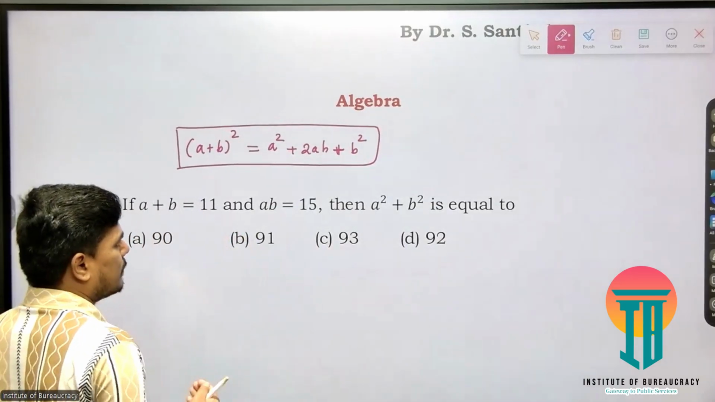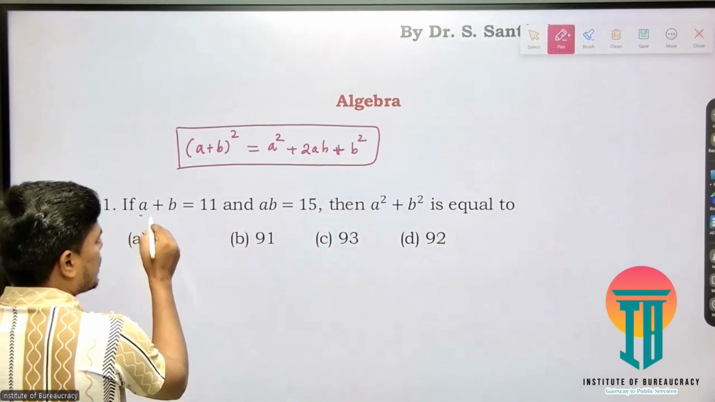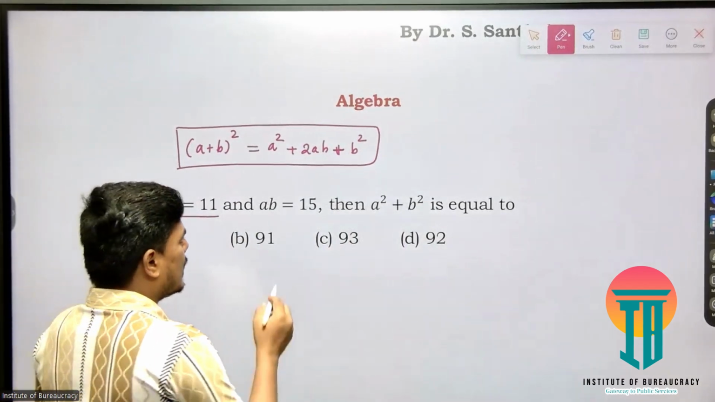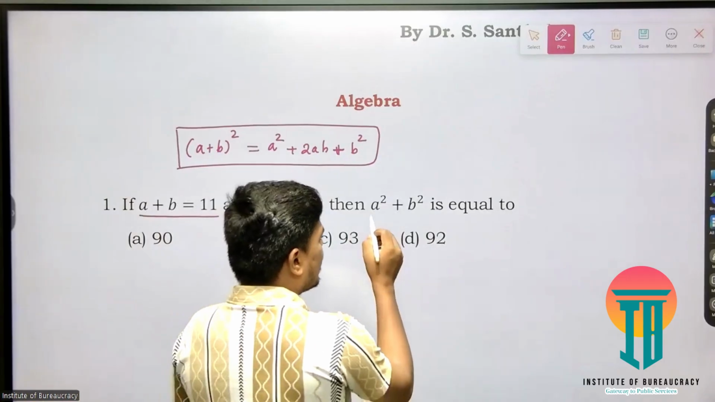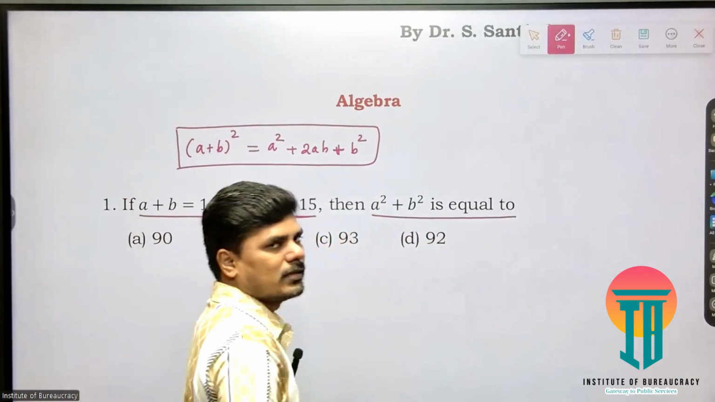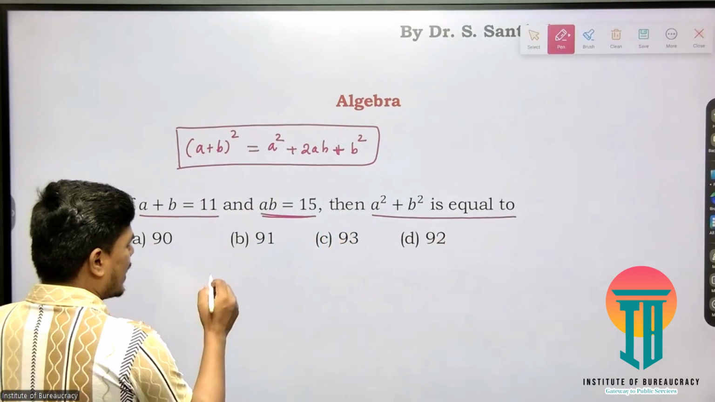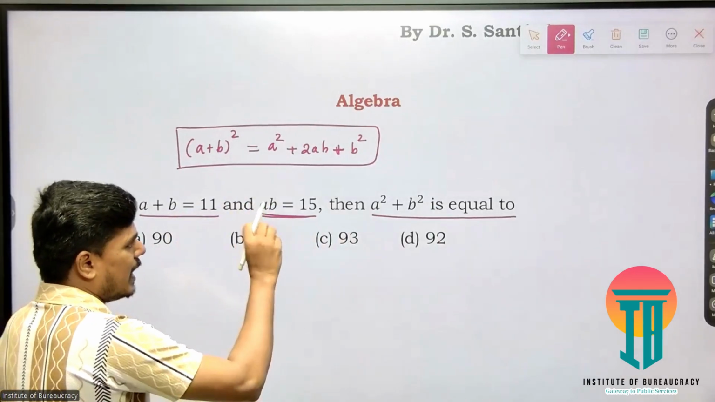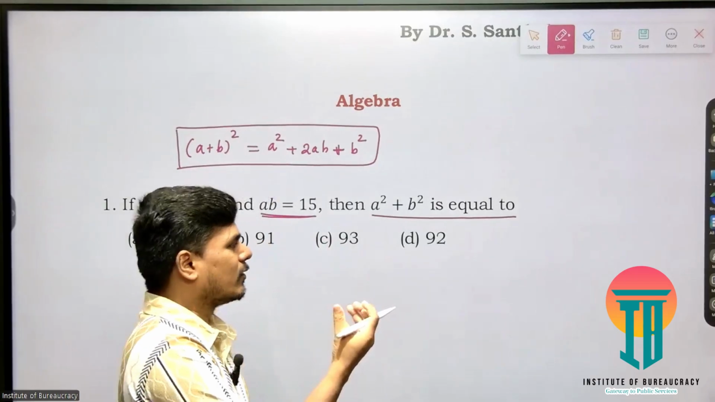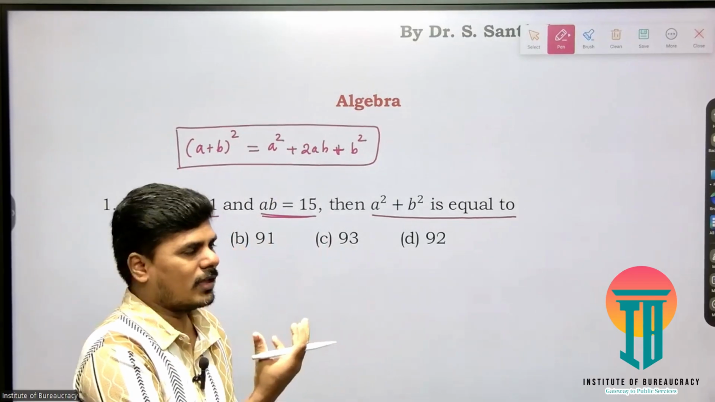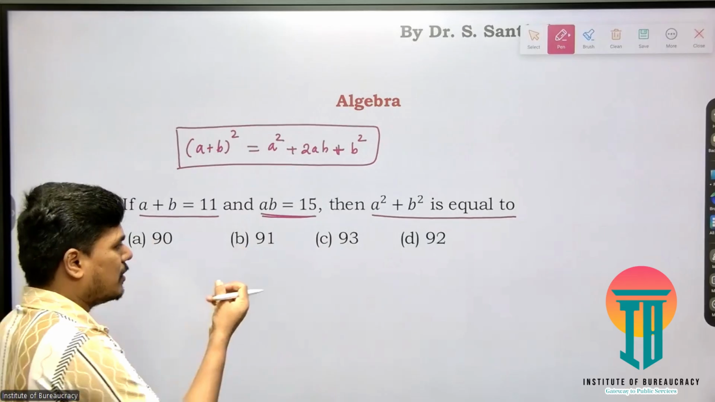Let's solve this problem. They have given a plus b is 11, and a into b is 15. They are asking what is a square plus b square. It's very simple. They may give it in terms of x, y, or in terms of p, q, whatever they give, you take those letters and try to answer it.